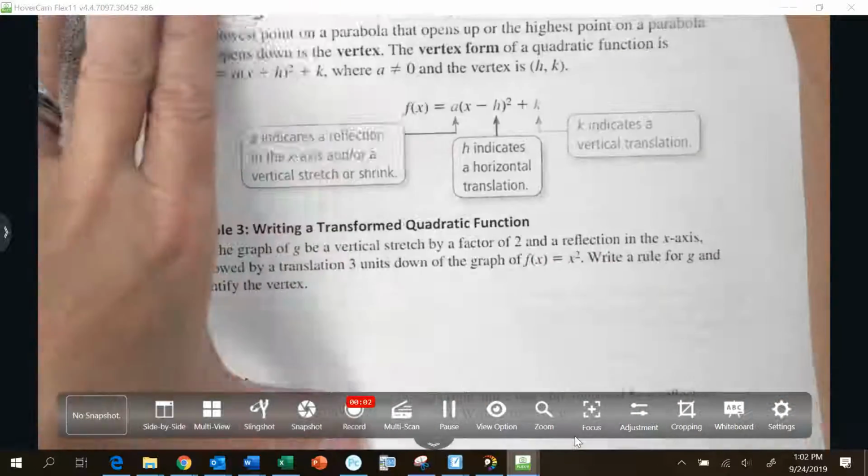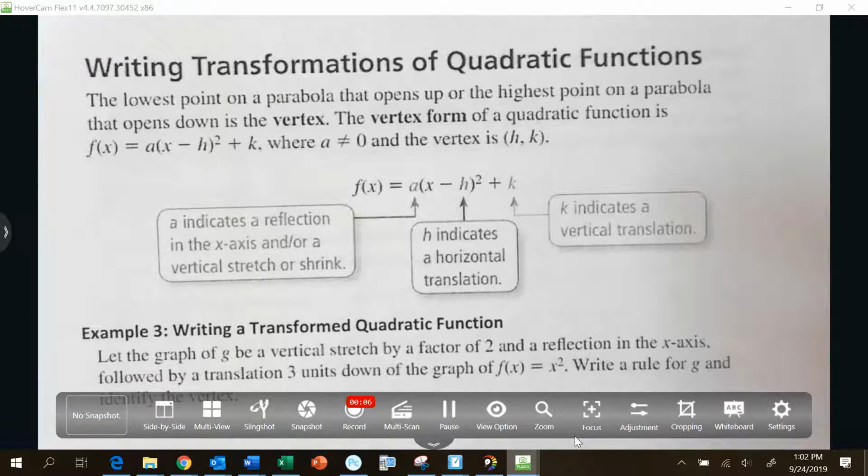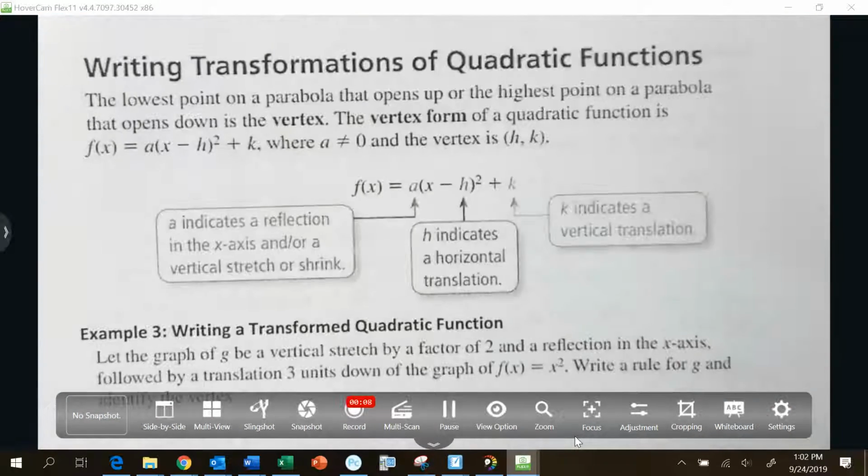All right. So we have been writing the transformations. We've been graphing, and we've been figuring out what transformations there are. Who's number 4? Okay.